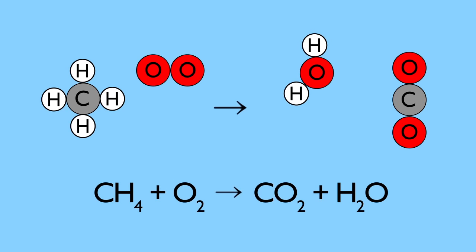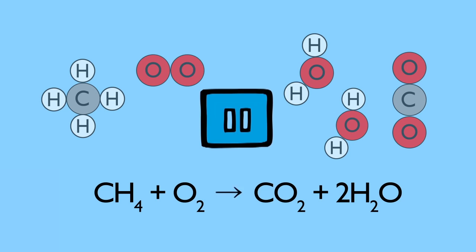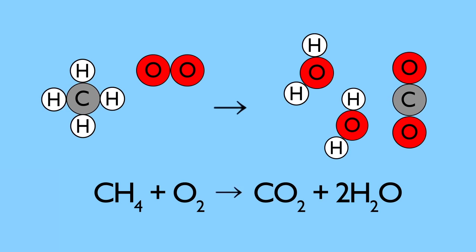2. To balance the hydrogens, we need to add 2 more hydrogens on the right. To do this, we add another water molecule. Pause and count. Is it balanced now? Well, the carbon and the hydrogen balance, but we have 4 oxygens in the product, but only 2 in the reactants. So we add another oxygen molecule to the reactants. Now we have conserved mass.